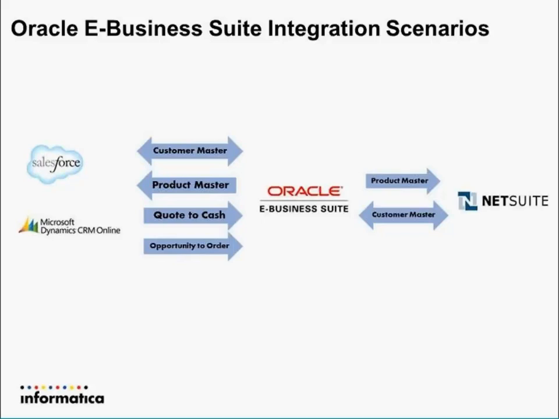So let's look at the holistic picture of the different Oracle E-Business Suite integration scenarios. At the core of it, Oracle E-Business Suite is a mission-critical on-premise ERP system and is really used as a system of record for a lot of important product information, customer master data information, as well as product SKU information and pricing. Now, when this information needs to get synchronized with newly deployed cloud applications such as Salesforce or Microsoft Dynamics CRM Online, it's important to make sure that you get this information into these systems in a very easy-to-use manner.